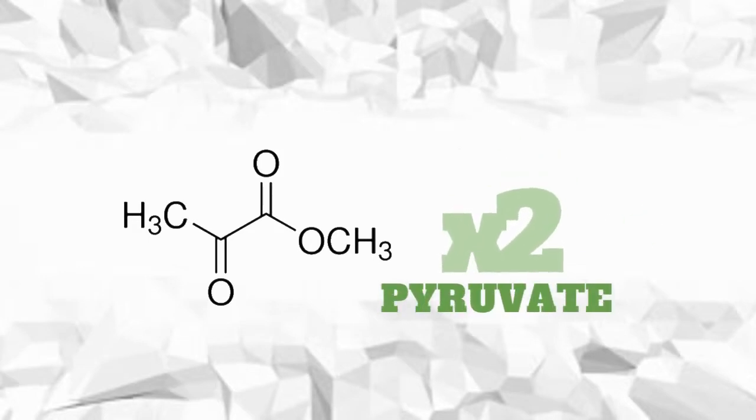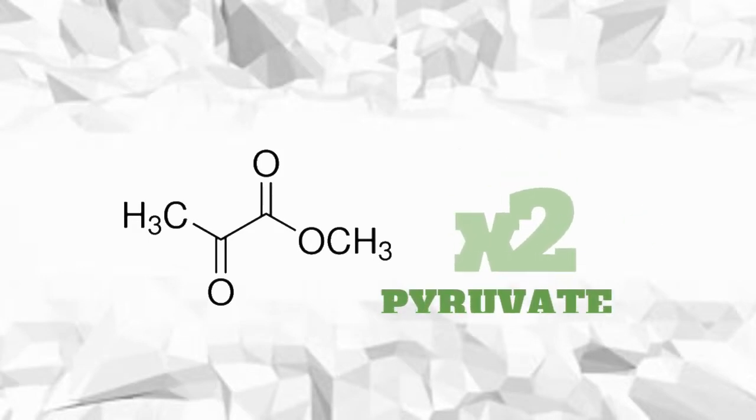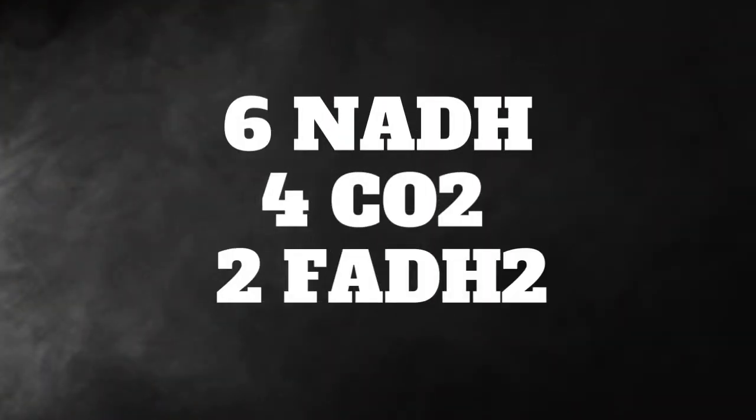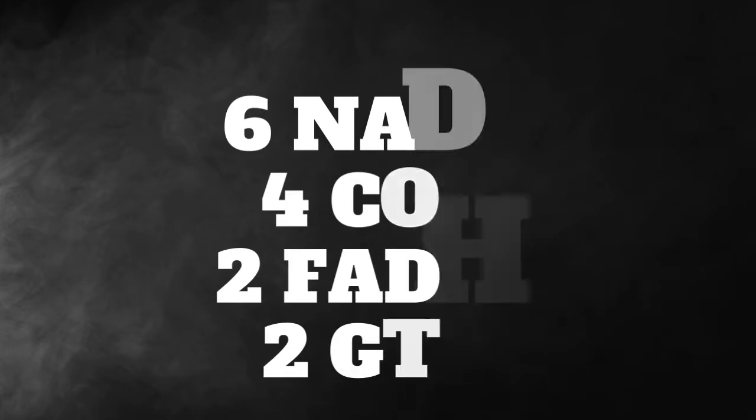2 pyruvate from glycolysis, and we've only entered 1 into the cycle. Let's drop 1 more into the machine. That leaves us with 6 NADH molecules, 4 carbon dioxide, 2 FADH2, and 2 GTP, completing the Krebs cycle.